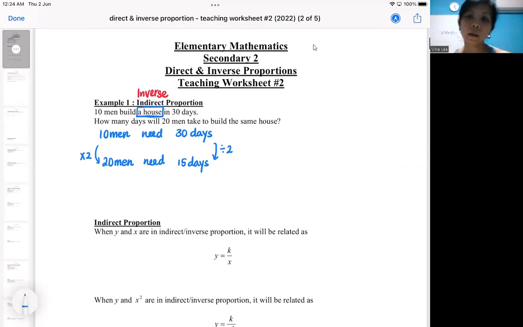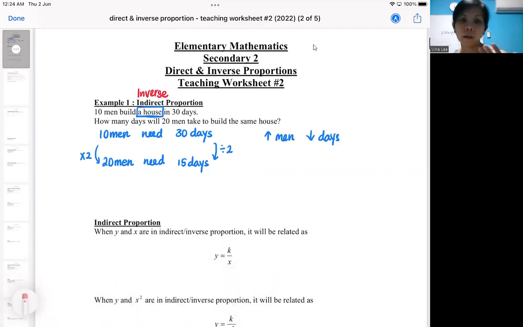To answer this question, they will just need 15 days. If we think about it in this way, this is what we'll call inverse proportion. That means you increase the number of men, and the number of days decreases.